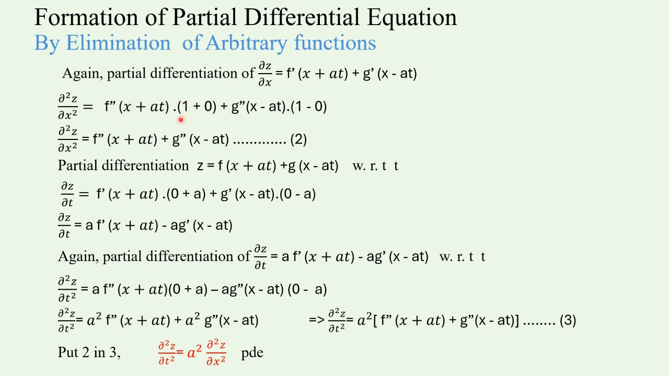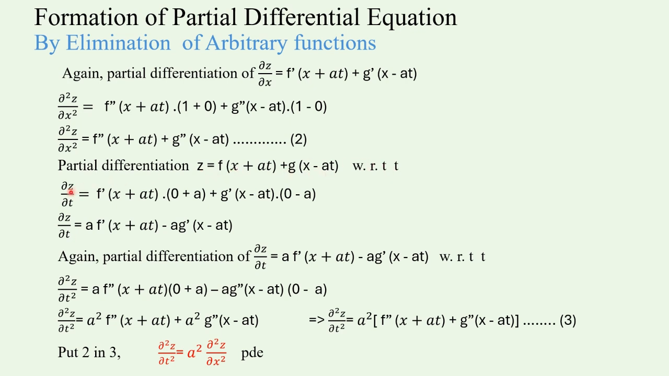Differentiation of x is 1 and differentiation of a is 0. Plus this g, this g dash will become g double dash. This term we have to write as such, and then differentiate this. x on differentiation becomes 1, at on differentiation becomes 0. We get this equation. Now we have to differentiate this equation with respect to t.